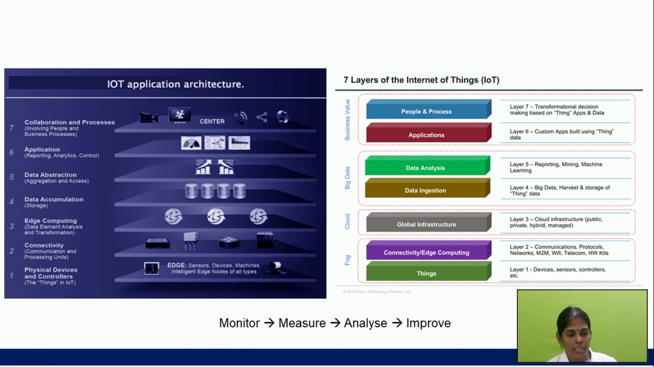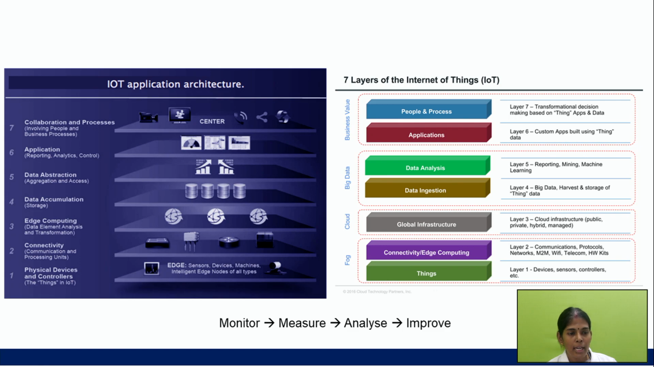In this architecture, there are 7 layers. One is the physical device and control layer. The first layer contains IoT things, that are sensors, devices and machines, intelligent edge nodes of all types. The second layer is the connectivity layer. This connectivity layer is used to communicate with the processing unit in this application architecture. The third layer of the application architecture is edge computing. Edge computing is used for data elements, analyzing and transferring information in this architecture.